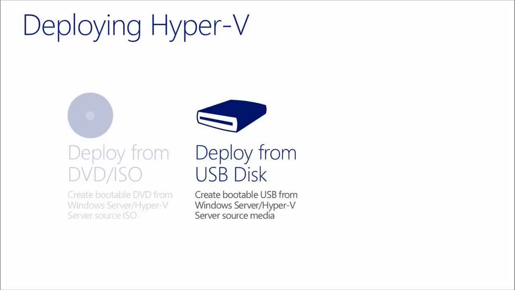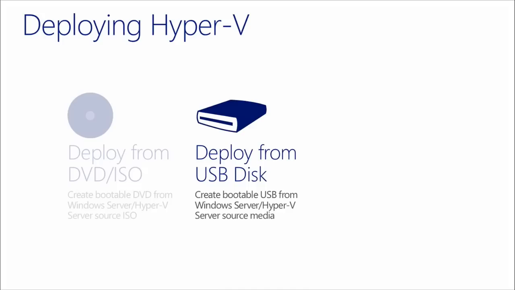An alternative is deploy from USB. Doesn't really change the scale in any way, but it's another option if you've not got perhaps a DVD drive in that particular device you're looking to image. Obviously, if you're trying Hyper-V on modern laptops, they may not have a DVD drive built in, so using a USB disk gives you that flexibility.